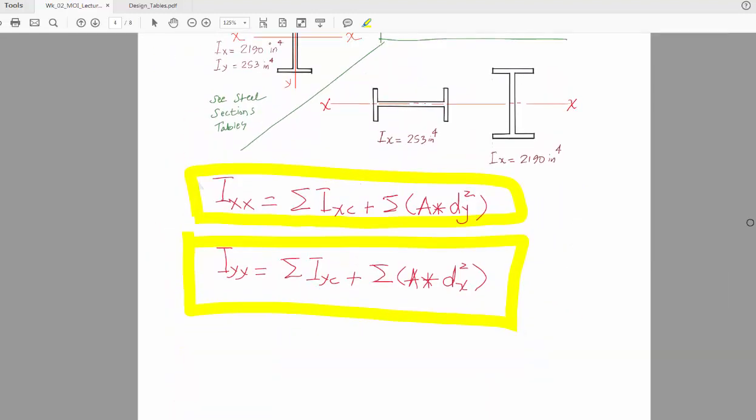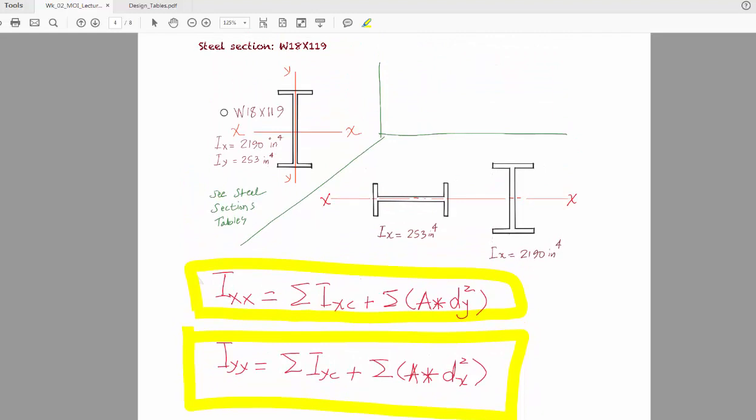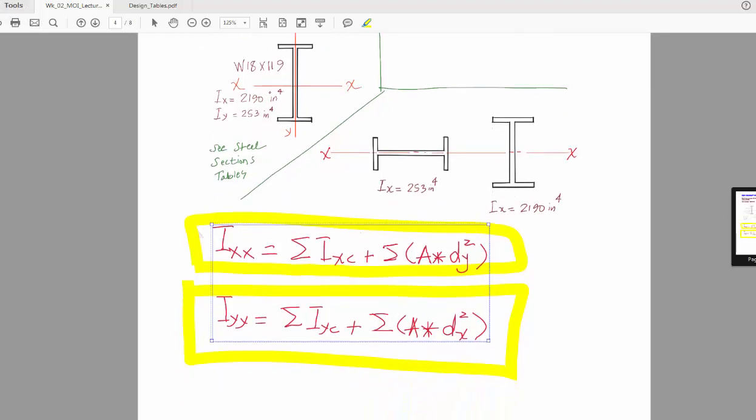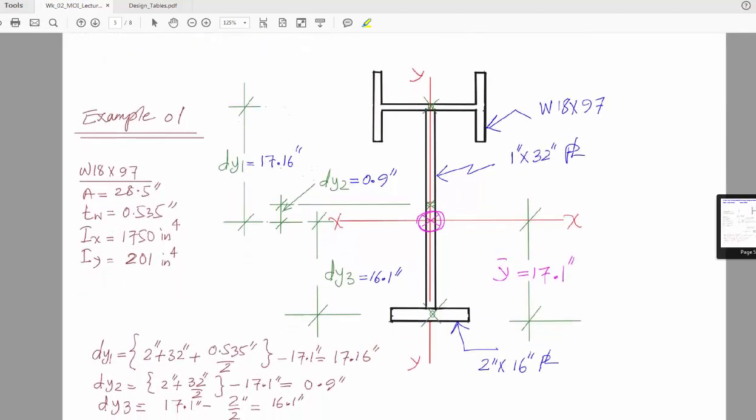And of course I forgot to mention, this is a simple section. In this case it is an I-beam, but most of the time you will not see a single section. It will be a compound section, a group of sections attached to each other. So for that one, the equation will be, for Ix this, as you can see, and for Iy the one below. So let's try an example, and here is an example.